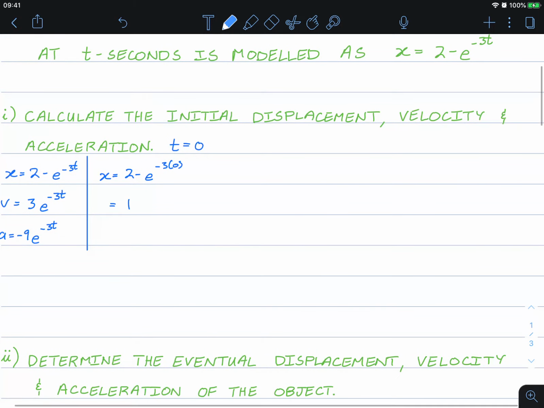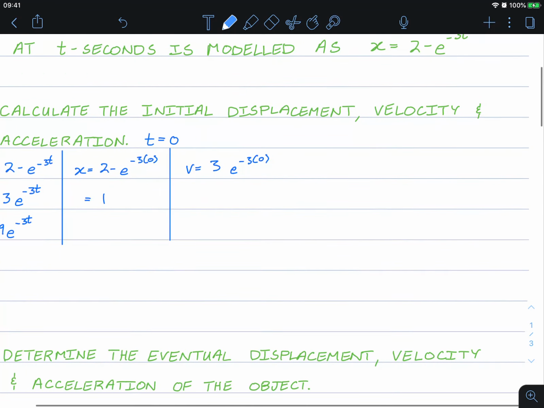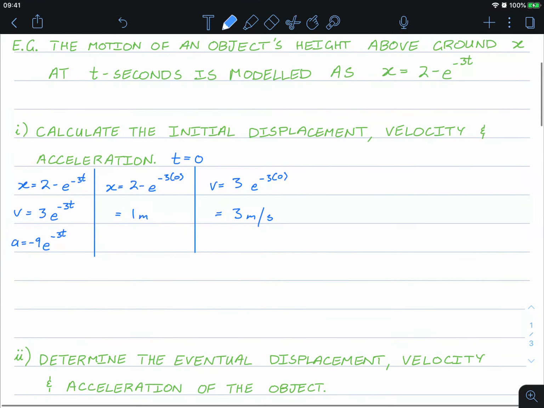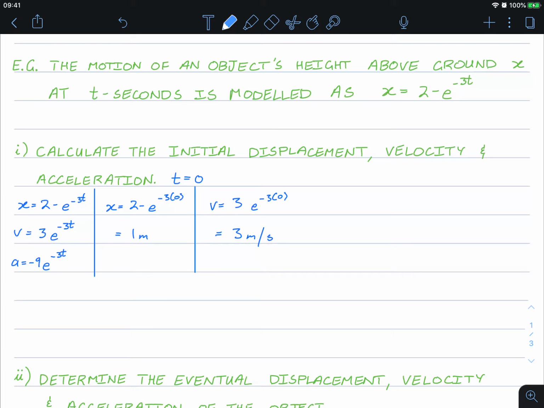The initial velocity, we do the same thing. Take the velocity, 3 times e to the negative 3 times 0. This is going to be 1. So 3 times 1 is 3 meters per second. Let's write meters for this, again assuming that this is in meters and in seconds. Take note of the units of measurement in questions you're doing, but it's okay to assume that it's usually these.